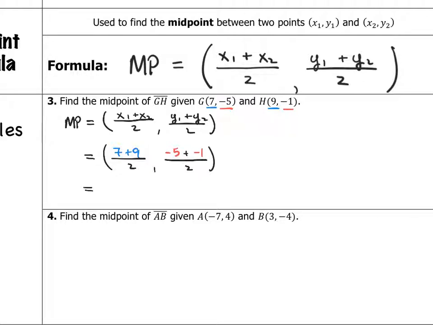7 plus 9 is 16, so this is 16 over 2. -5 plus -1 is -6, so this is -6 over 2. 16 over 2 becomes 8, and -6 over 2 becomes -3. So my midpoint is 8, -3.